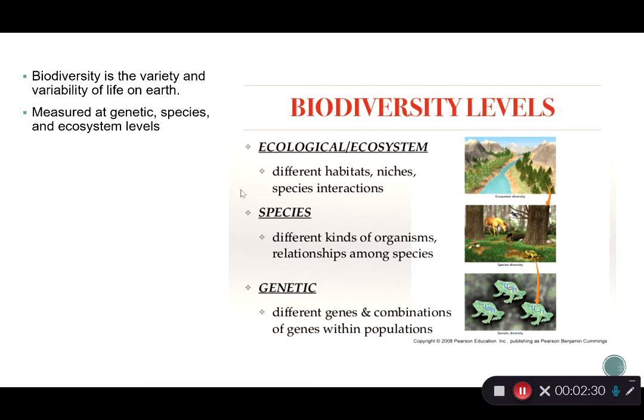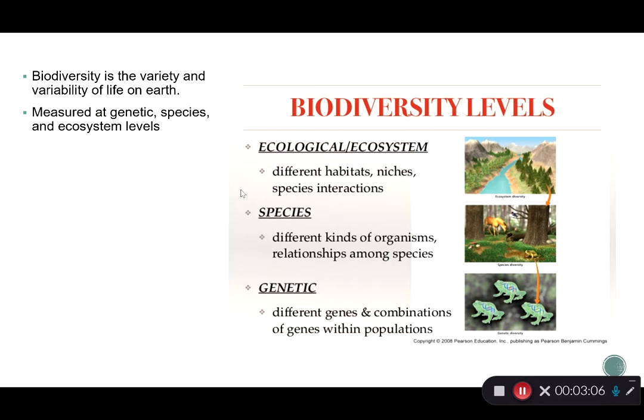Then we pop up to the species level, and so you actually have different kinds of organisms, again, within an ecosystem. So you have plants and animals and bacteria and fungi, and all of those different biotic components have different relationships. So we talked about food chains and food webs in the last lecture. Some things are eaten, some things eat other things. Some eat vegetables or plants, some eat other animals, right? All of those relationships make up species diversity within an ecosystem.